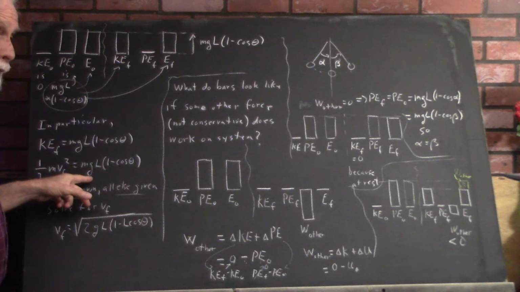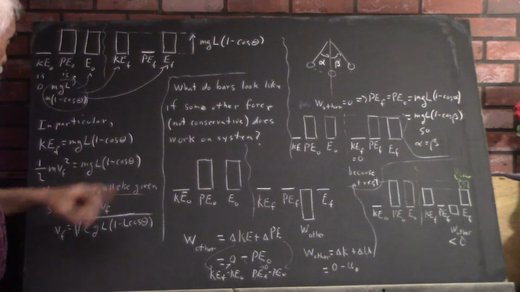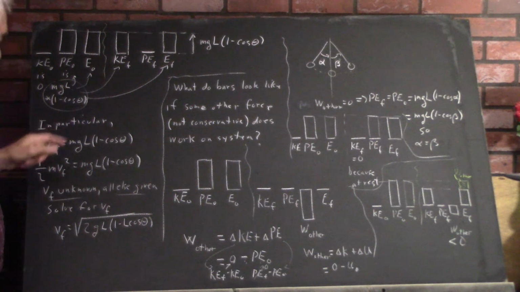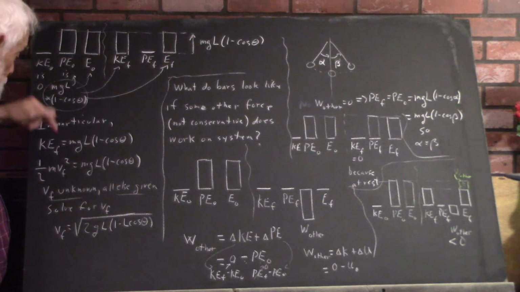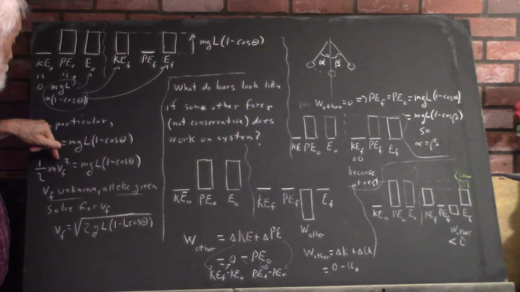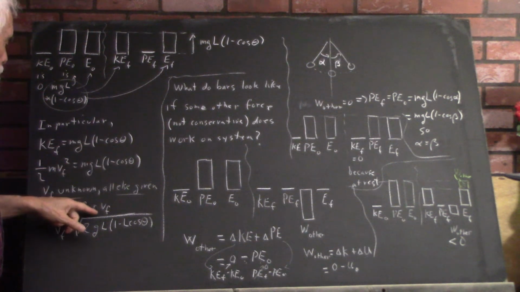It's the universal gravitational constant, m for the mass, L for the length, theta for the angle. The only thing that wasn't in the original picture was final velocity, which is what we really want to find. So final velocity is unknown, everything else is given. We easily solve this for VF.